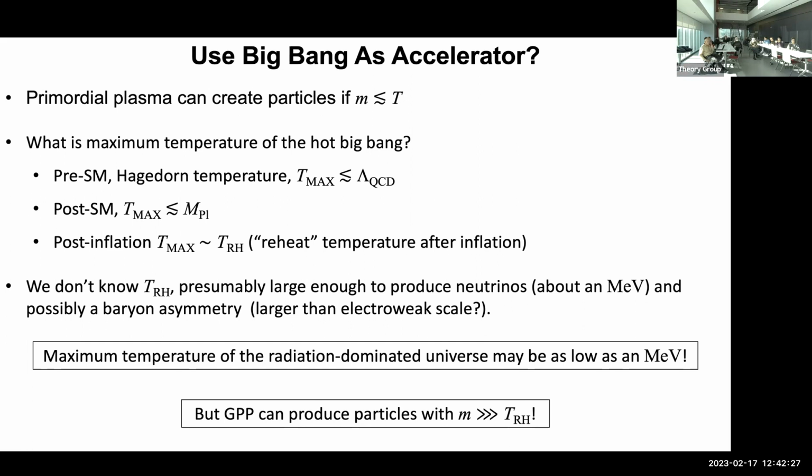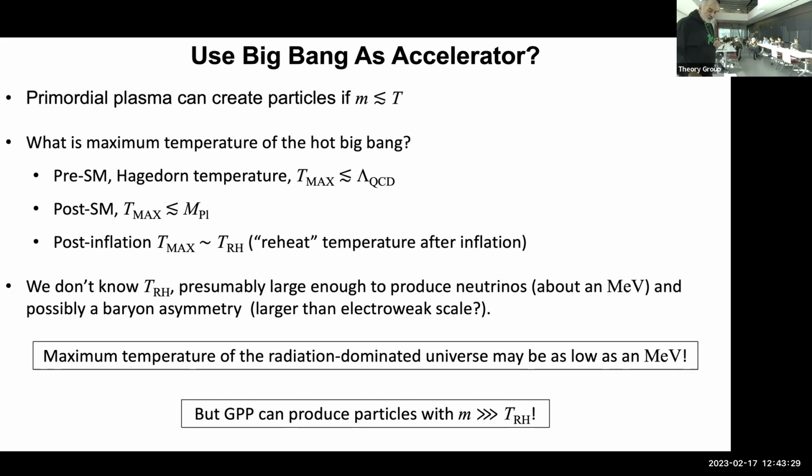So this was maybe Beatlemania. This is maybe the disco era. And then after inflation, I guess the hip hop era, people thought, well, the maximum temperature of the universe is the reheat temperature after inflation. The reheat temperature is the maximum temperature of a radiation dominated universe. Now we don't know the reheat temperature. Presumably it's large enough to produce neutrinos because the effect of neutrinos is seen in the CMB. So it has to be larger than about an MeV, and possibly the baryon asymmetry. But the maximum temperature of a radiation dominated universe may be as low as an MeV. So using the Big Bang as a particle accelerator may be maybe not called for. But gravitational particle production can produce particles with a mass much larger than the reheat temperature.